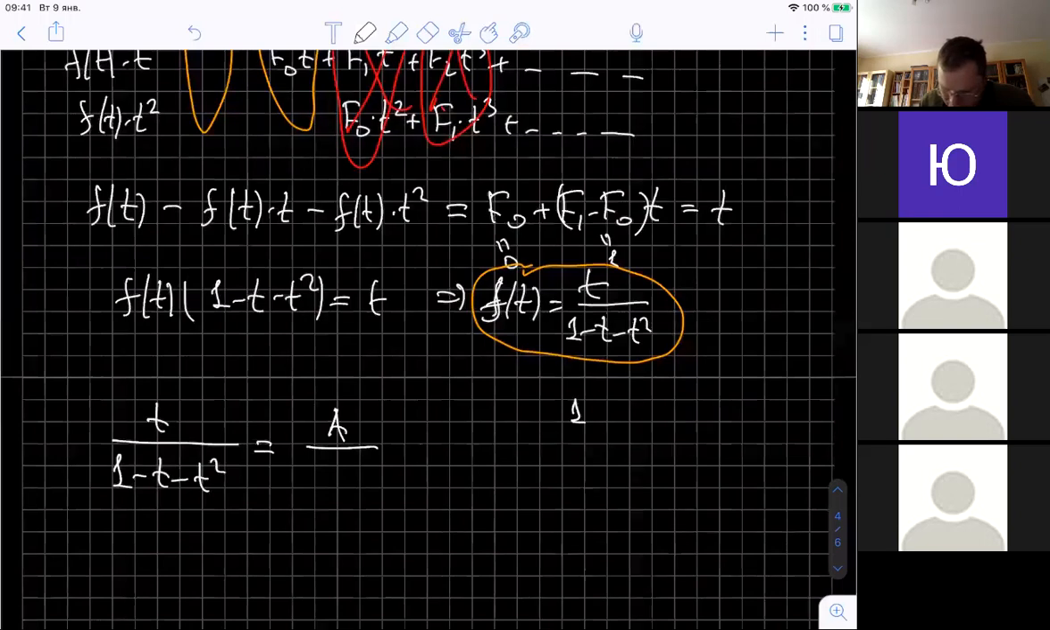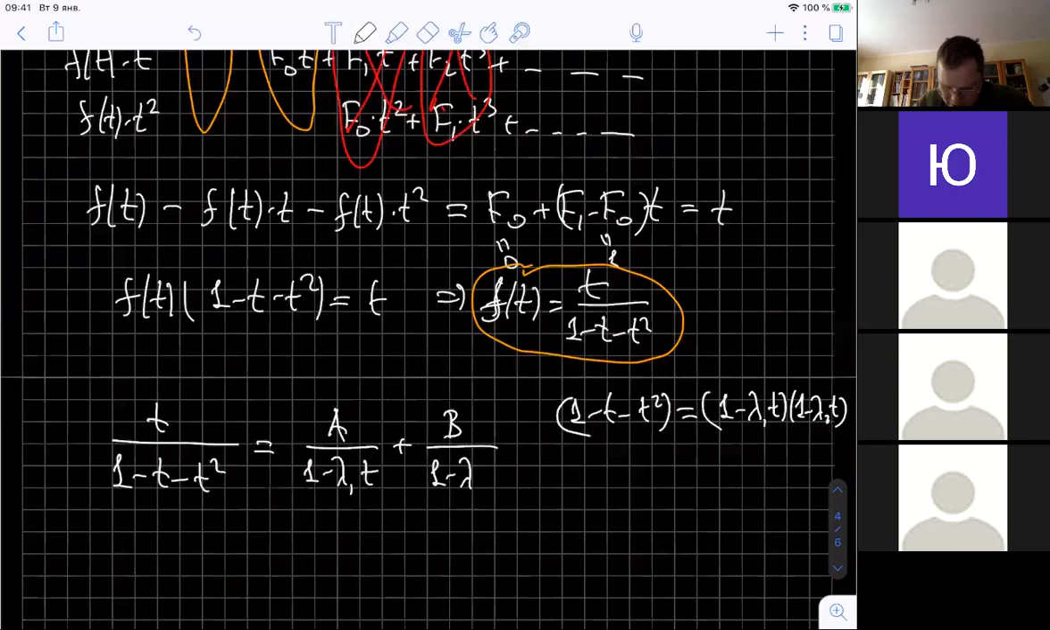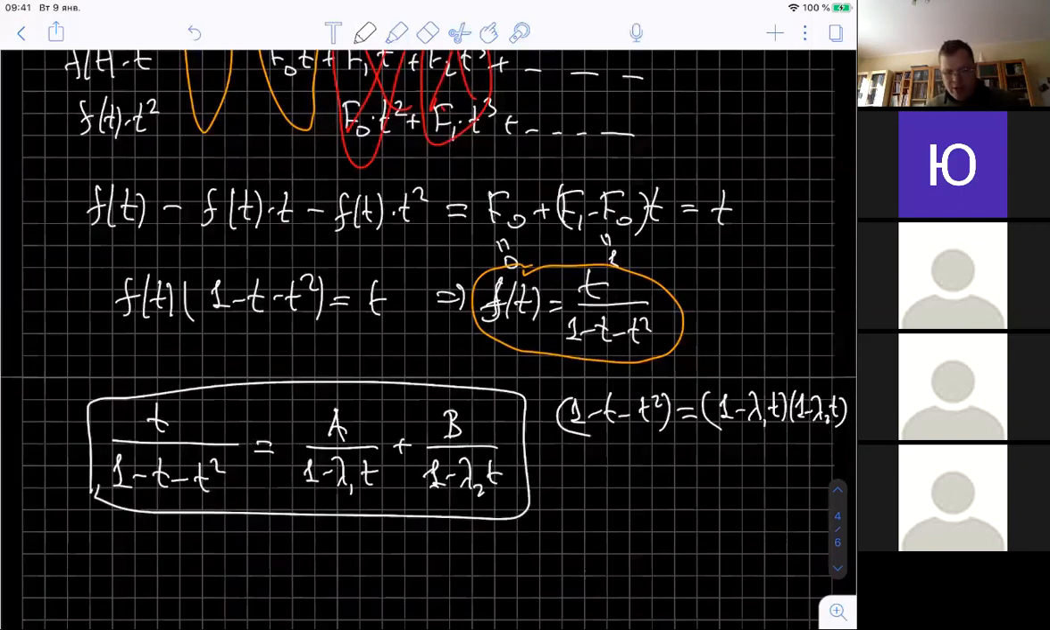So 1 minus t minus t squared is a quadratic polynomial, and we can find the roots of this polynomial. And if lambda 1 and lambda 2 are the roots of this polynomial, then we can find such coefficients a and b that this fraction will be equal to a over 1 minus lambda 1 t plus b over 1 minus lambda 2 t. And if we do that, we can prove that f of t can be expanded like this one.